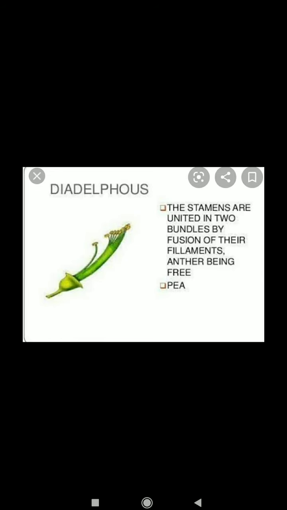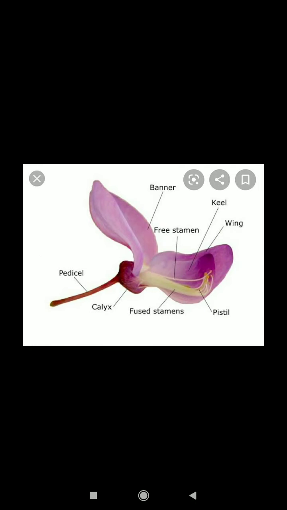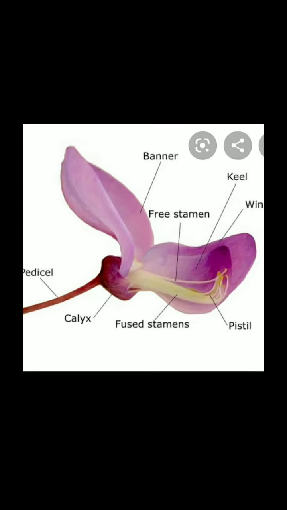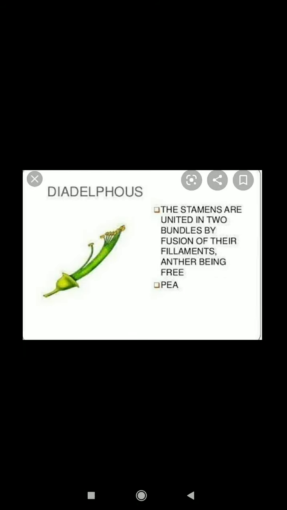This is the example of pea, and that was the example of monoadelphous. Monoadelphous means stamens are united in one bundle. Here you can see one bundle of fused stamens, so that is an example of monoadelphous.